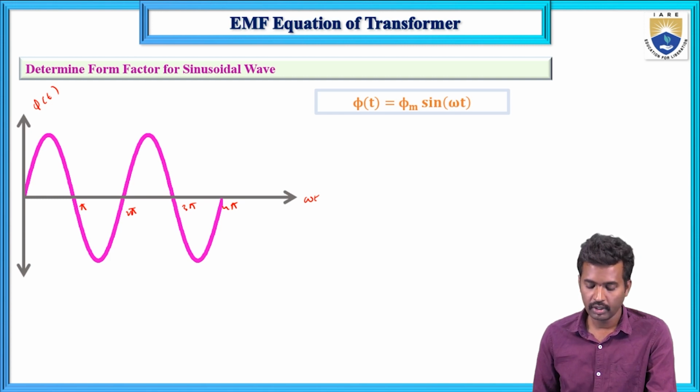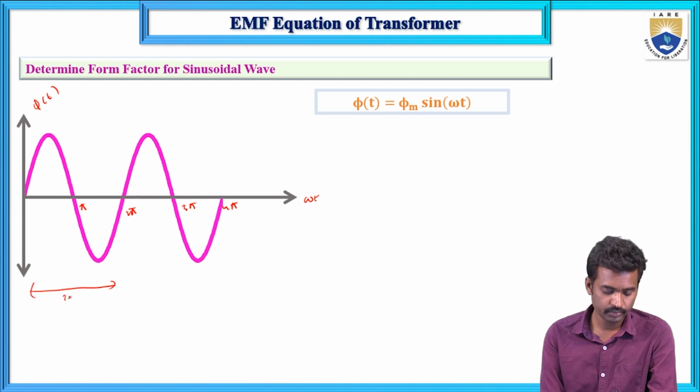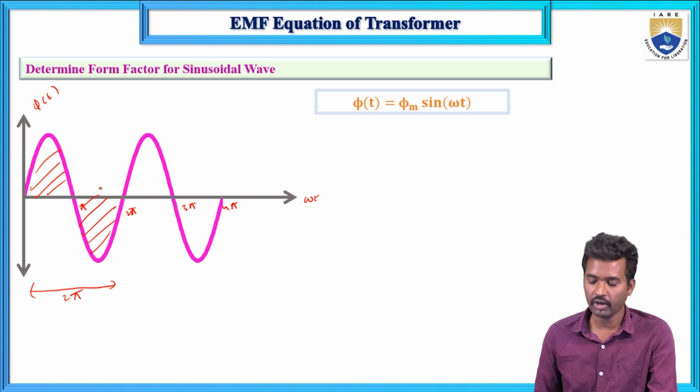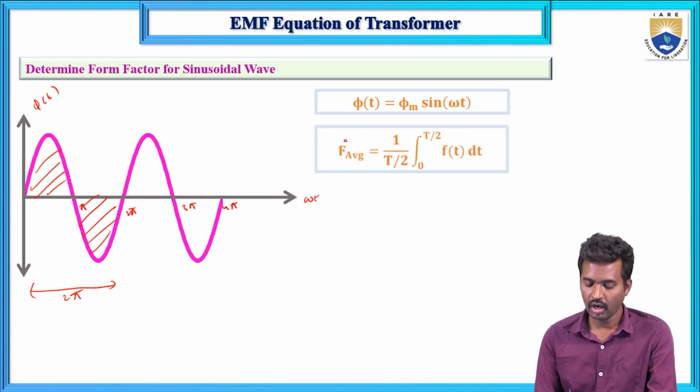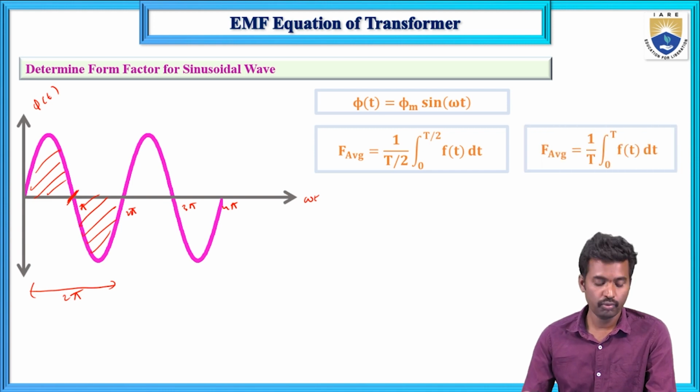Now here, what is the time period? Time period equals 2 pi. So it is a symmetrical waveform, so consider only half alternation. So F average equals 1 by T by 2, 0 to T by 2, F of t dt. Up to here only you calculate. For an asymmetrical waveform, you consider the full cycle.